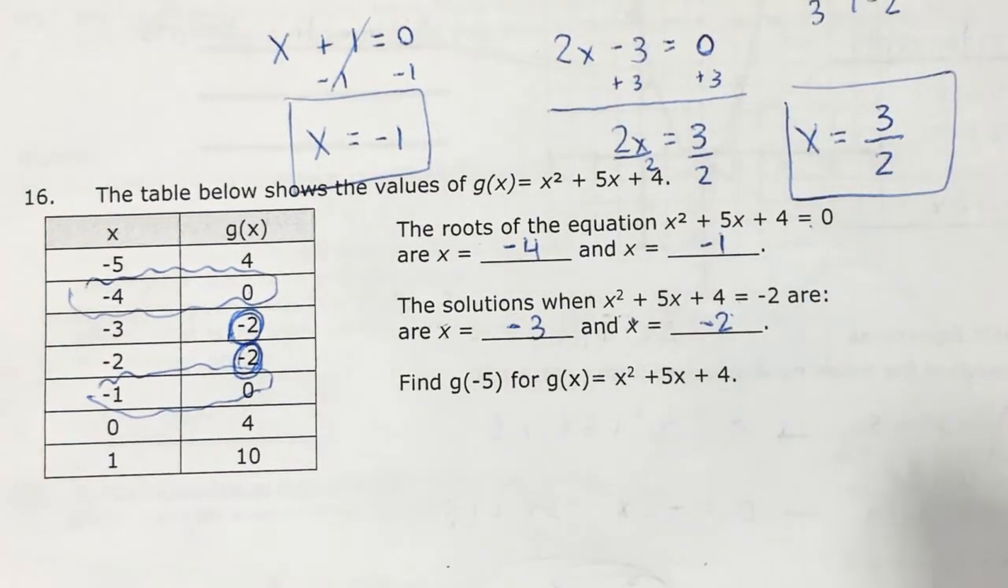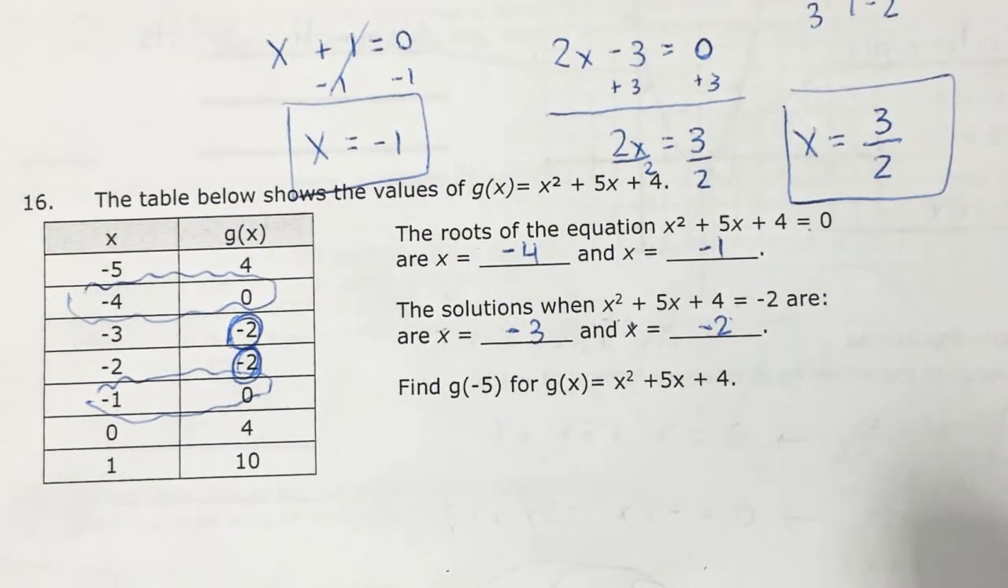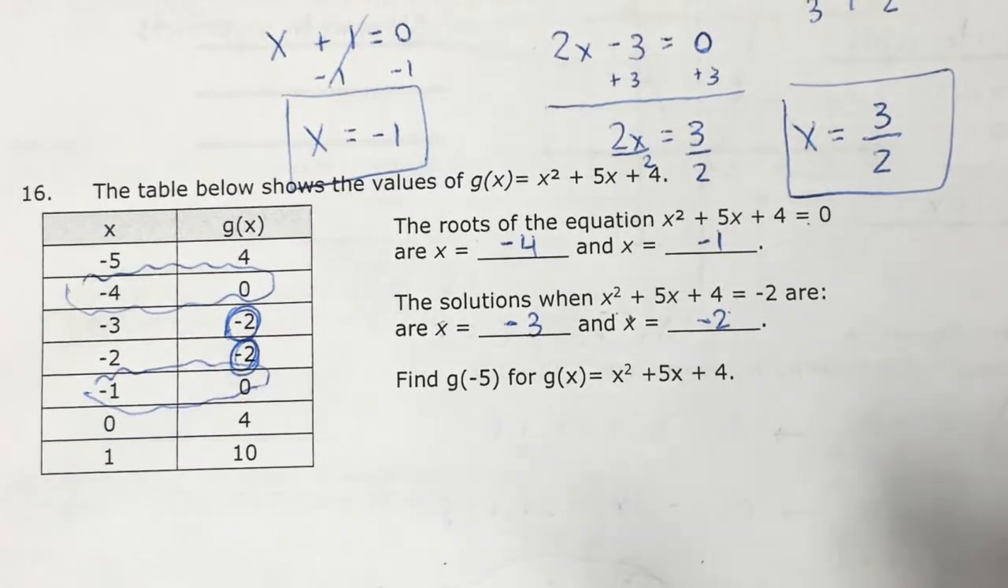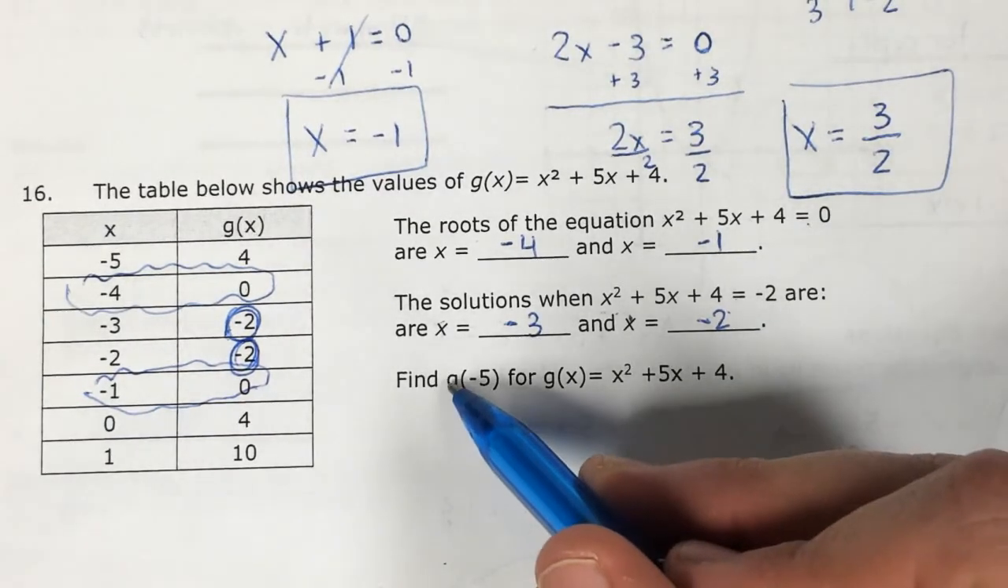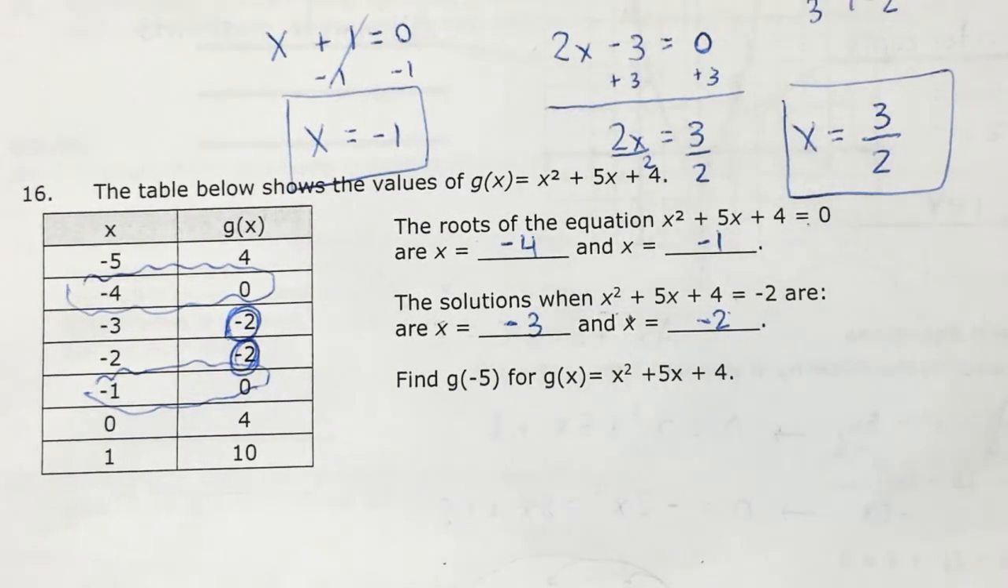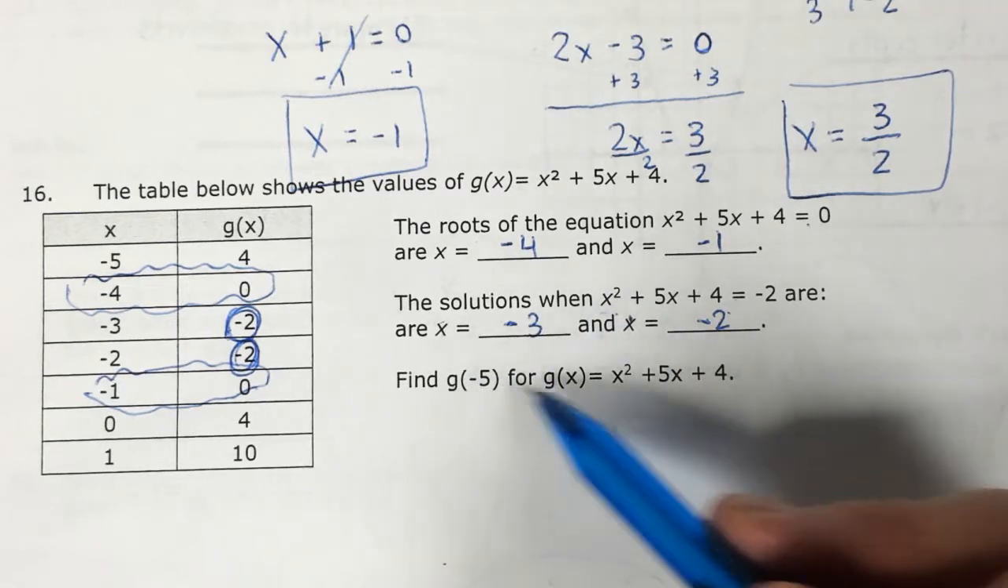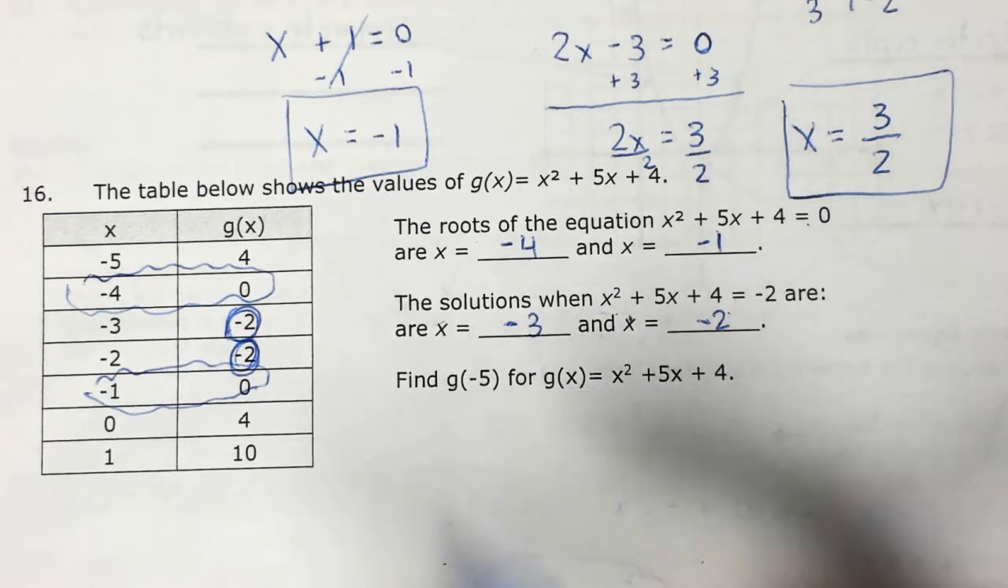Easy stuff if they give you the table or the graph. And finally, the last one is a tad bit different. I want to find g of negative 5. Well, usually I have an x right where that negative 5 is.